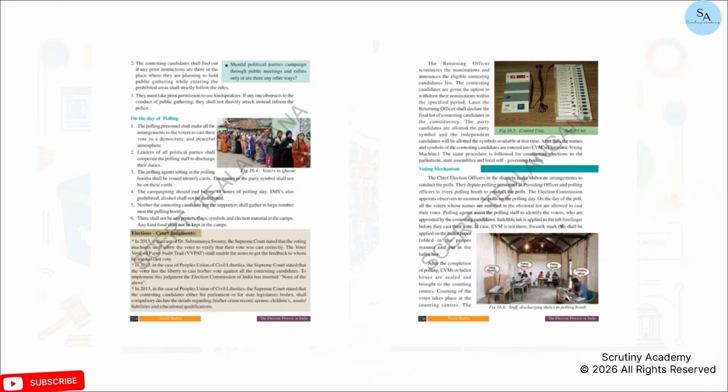So what happens when you actually step inside the polling booth? Well, first, they'll check your ID. Then, an official will put a mark of indelible ink on your left forefinger. That's so you can't vote again. After that, you'll head over to the electronic voting machine, the EVM, to cast your vote in secret.